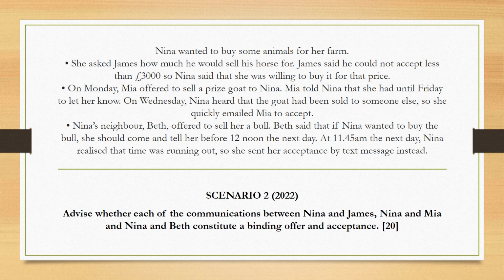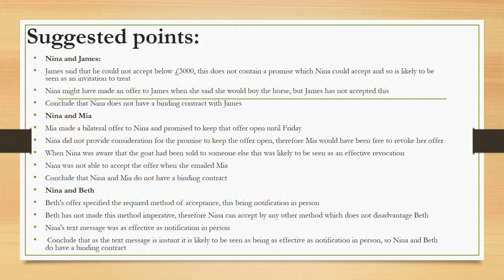So if you have a look at this and pause for a minute, just make some notes and decide whether there is offer and acceptance between Nina and James, Nina and Mia, and Nina and Beth. And then on the next slide, I'll run through the key points with you from the mark scheme. So I find the mark schemes, particularly with OCR, really helpful because they set out suggested points and just kind of give you a bit of a structure.